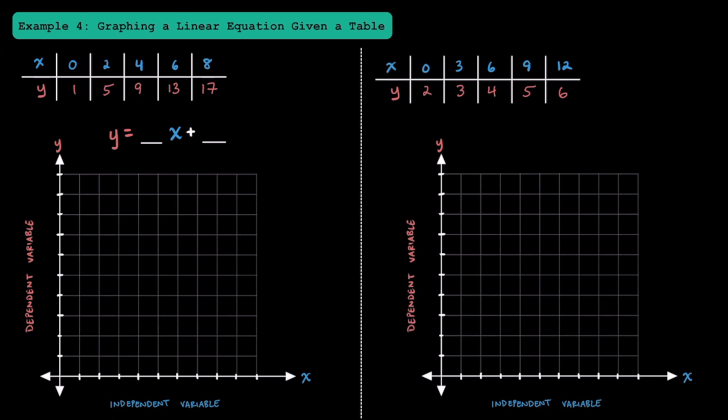After checking a few of these, I think it's safe to say that we're going to multiply each of the x values by 2, and then we're going to add 1 afterwards. Therefore, our linear equation here is going to be y is equal to 2x plus 1.